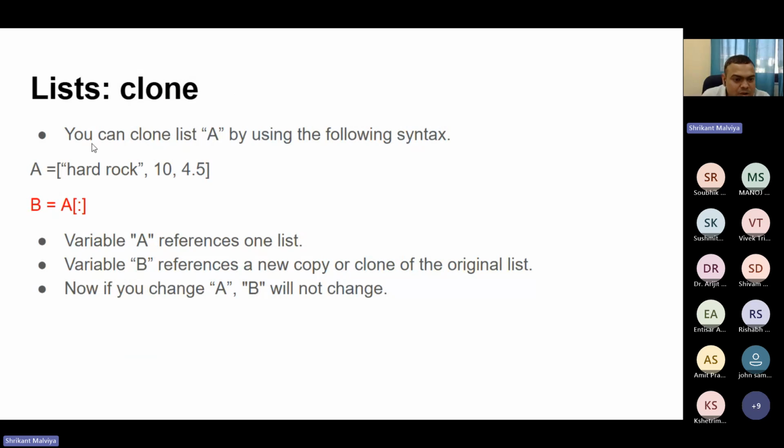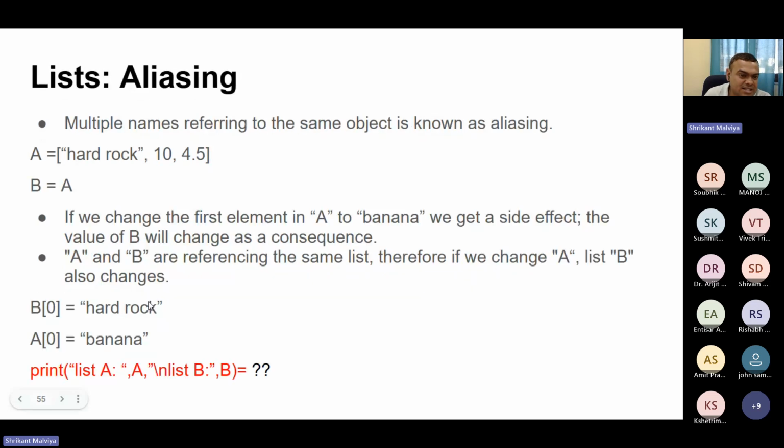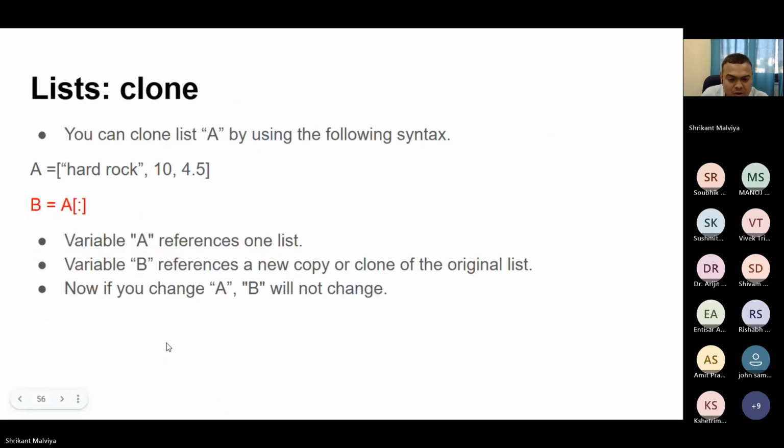Clone. You can clone a list by using the following syntax. Cloning means creating a replica of that list. So in this case, A will point to one list and B will point to a different list, although the elements would be the same. This is the difference between cloning and aliasing. Aliasing is just giving a different name to the same thing, but cloning is creating copies.